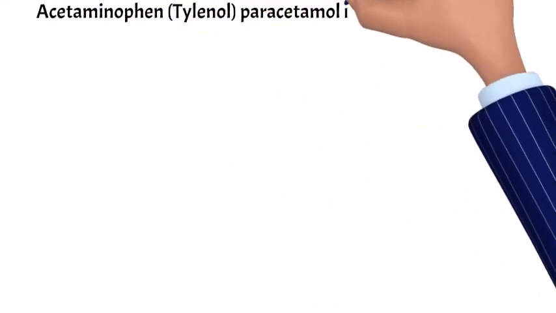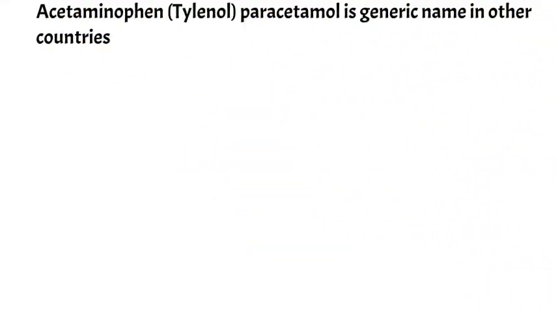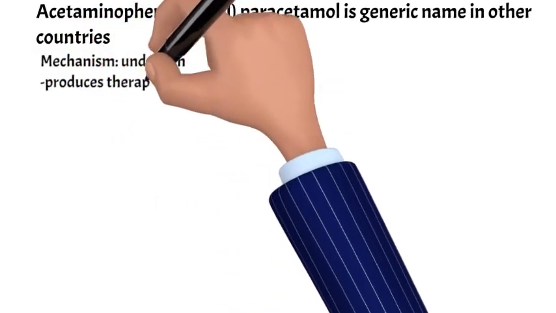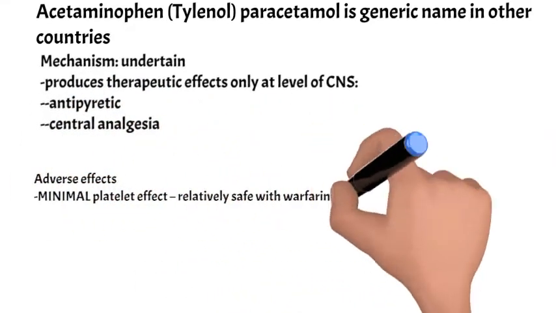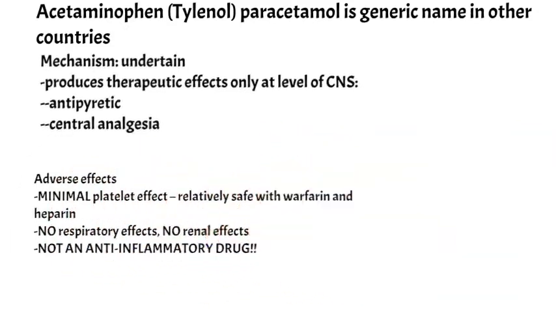Moving on now to acetaminophen, or Tylenol, whose generic name is paracetamol in other countries. We don't really know how this drug works. It produces its effects only at the level of the CNS. It produces anti-fever and central analgesia. Adverse effects: minimal platelet effects, so it's relatively safe with anticoagulants like warfarin and heparin. It does not have bronchospastic respiratory effects. It doesn't produce renal effects, but unfortunately it's also not anti-inflammatory.